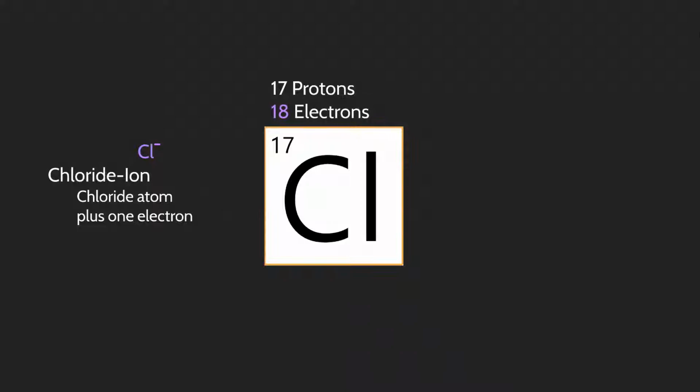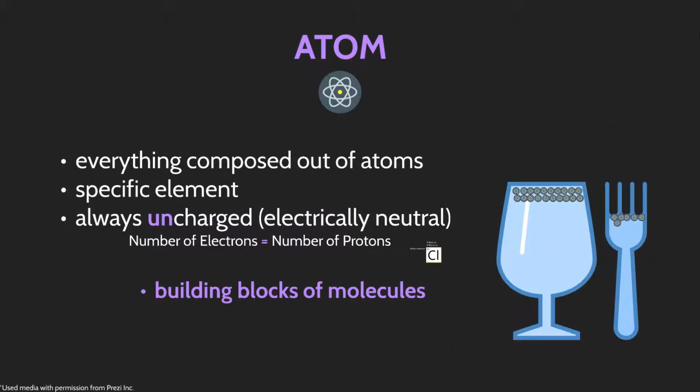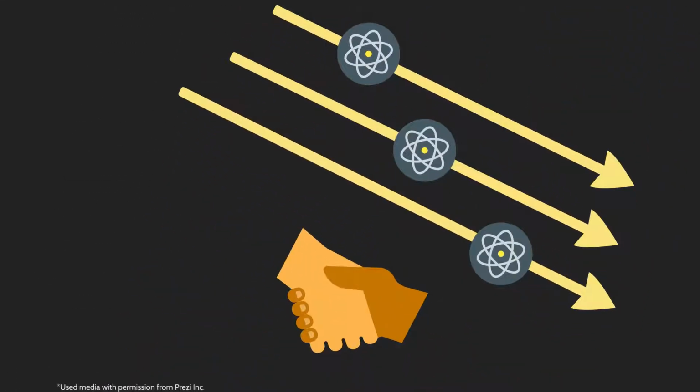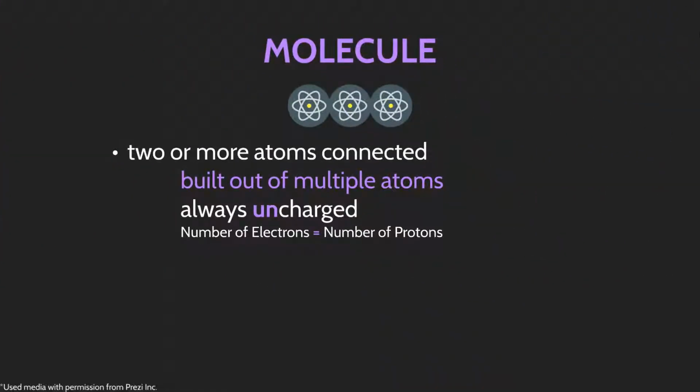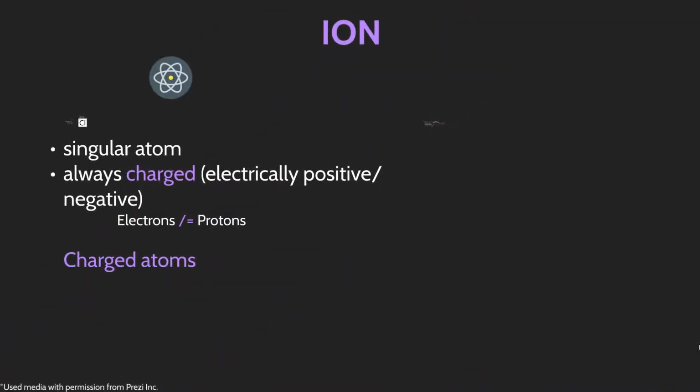Now we get to the difference between atoms and molecules. Molecules are made of multiple atoms. Once two or more atoms are connected and the entirety of the now connected atoms is uncharged, we have molecules. Molecules can be made of just one type of element, like oxygen, which is made out of two oxygen atoms. Or they can be made of multiple elements, for example hydrochloric acid, where we have one chloride atom and one hydrogen atom.